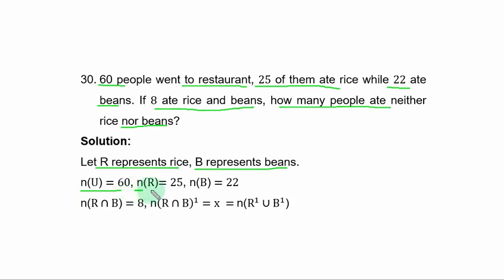Those that ate rice, they are 25. Those that ate beans, they are 22. Those that ate both foods, that is the intersection, is 8. So this neither here means the complement of the union, and let that number be S. If you open the bracket with the complement, it becomes R complement intersection B complement. That is De Morgan's law of set algebra.